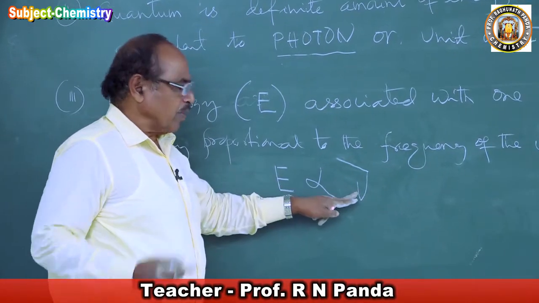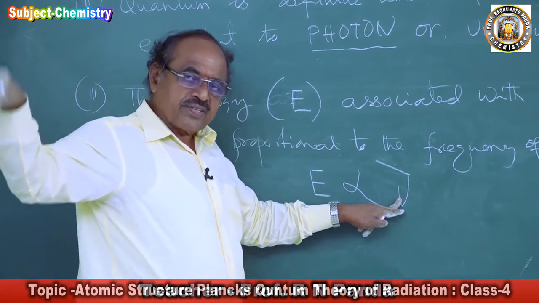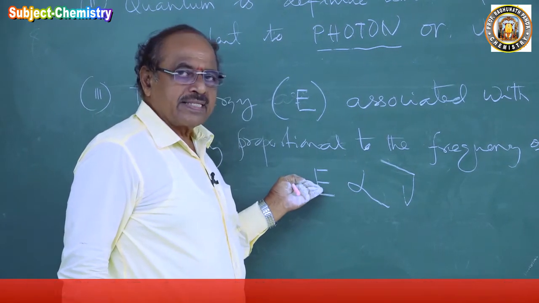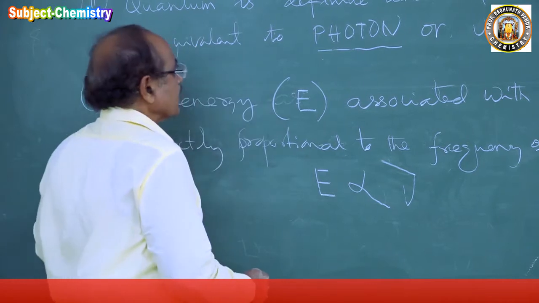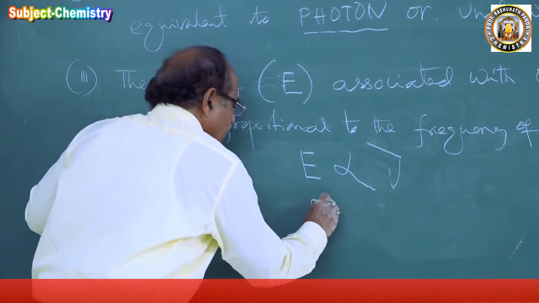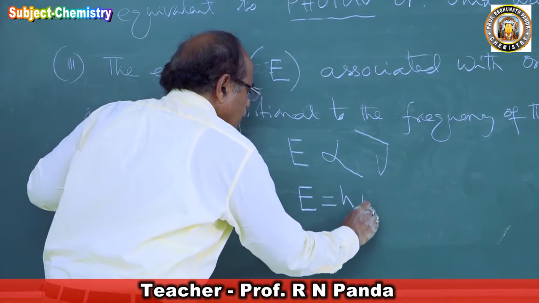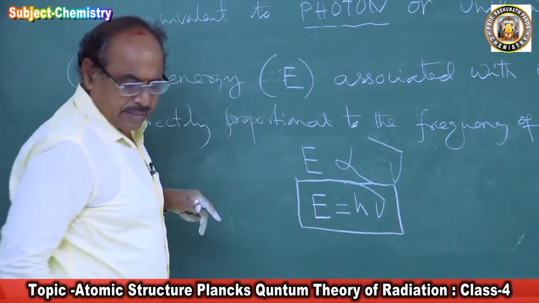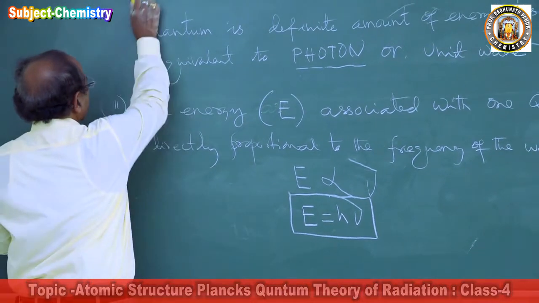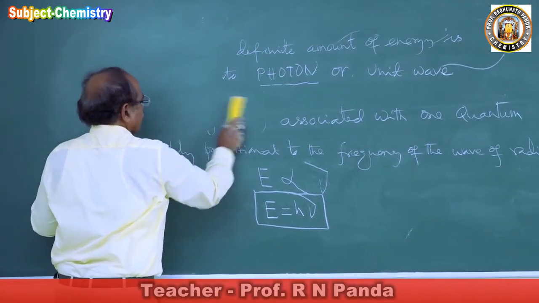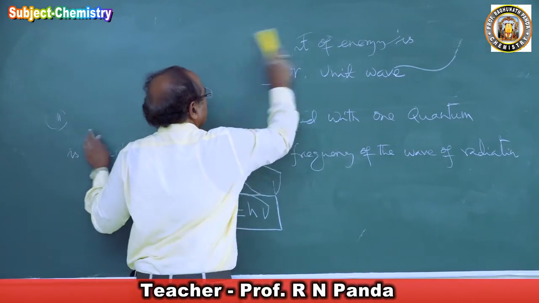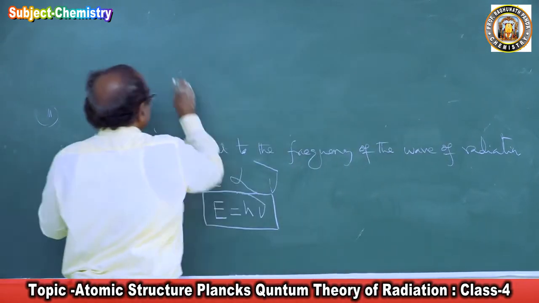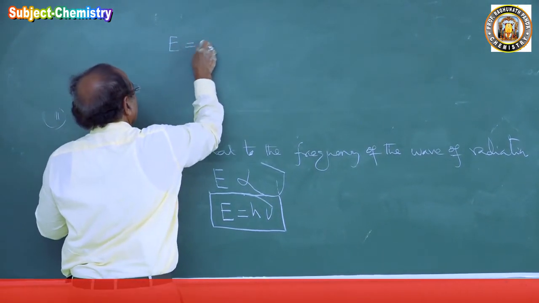Number of waves, so one wave comes, so the number of waves is called the frequency, and the total energy is proportional to this. So therefore this energy E is equal to what? He says H nu. He proposed this equation, called Planck's quantum equation: E equal to H nu. A three letter word, a very wonderful equation he gave. E equal to H nu.